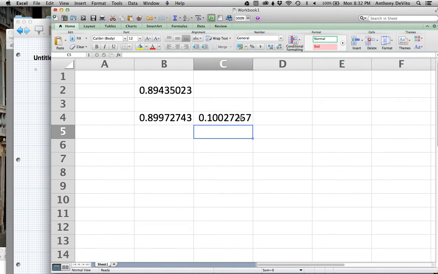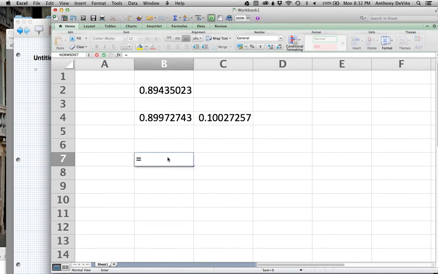Yes? The first one I used was equals NORM.DIST. Yeah, that was NORM.S.DIST. The S is for the standard normal distribution. Standard means that it assumes a mean of 0 and a standard deviation of 1. That creates that table. That table is based on an imaginary normal distribution which has a mean of 0 and a standard deviation of 1, so you always get just these percentages.